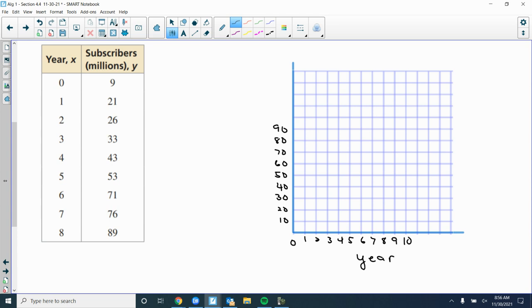Now plot your points. I'm going to plot them in red. 0, 9 will be right there. 1, 21. 2, 26. 3, 33. 4, 43. 5, 53. 6, 71. 7, 76. 8, 89. Okay.